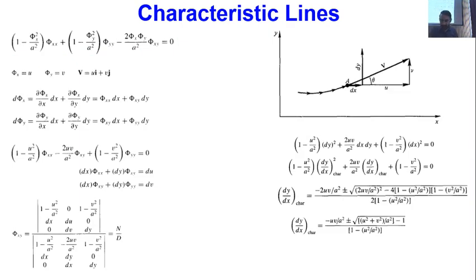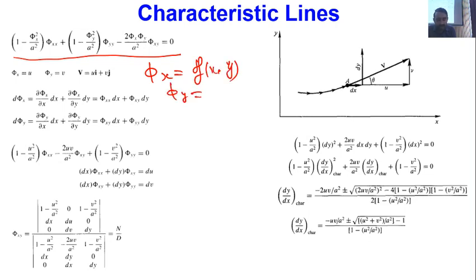Okay, so typically let's see, this is my equation, the non-linear velocity potential equation, and if I consider that my phi x is a function of x and y, and similarly phi y is also a function of x and y, then what I can do is write d phi x like this and d phi y like this. Okay, now what I have done is clubbed all these three equations. So this is the first equation, then the second equation in short form, and the third equation in short form.